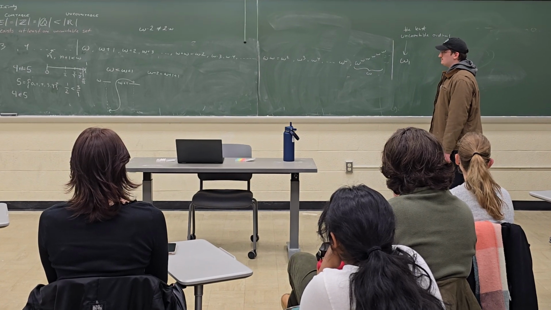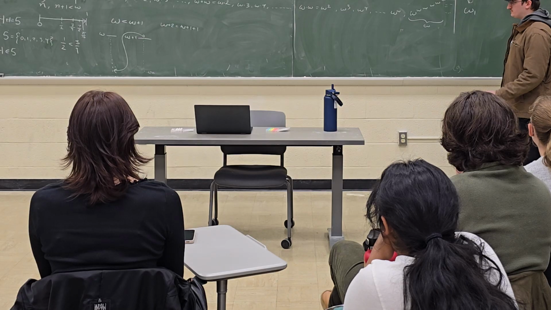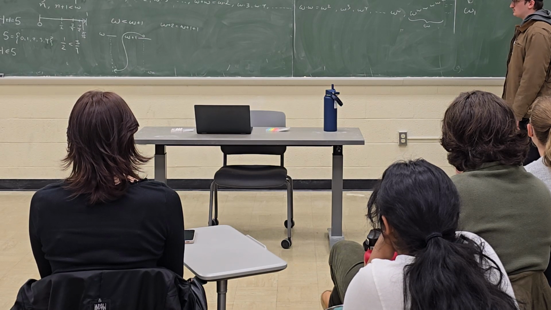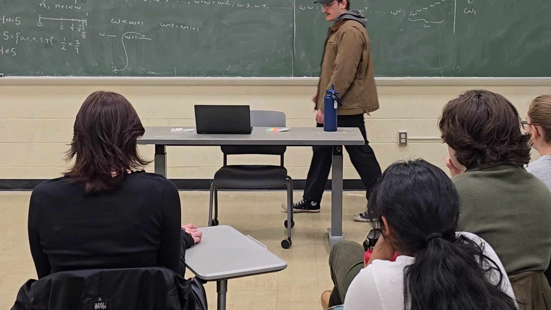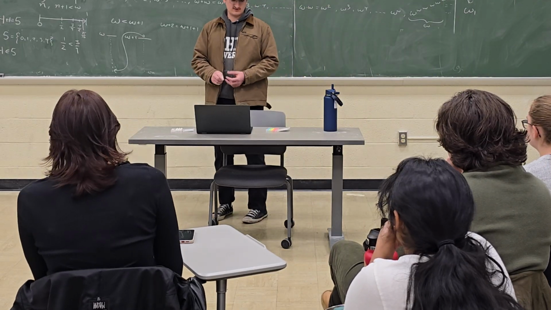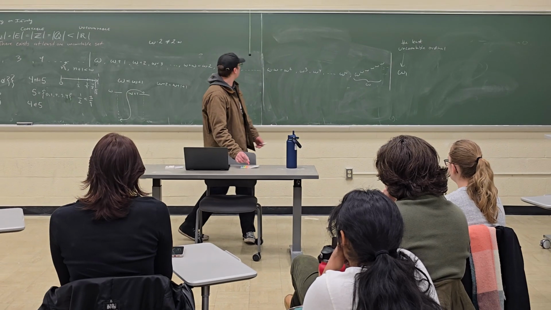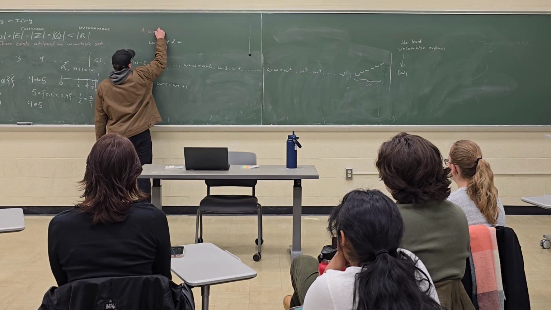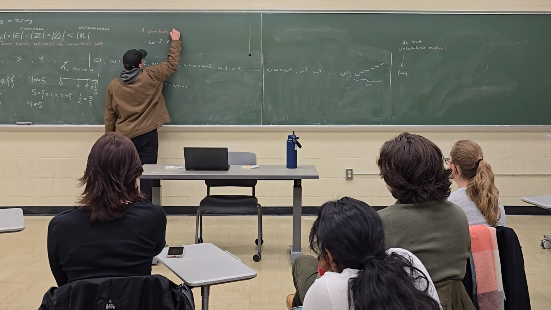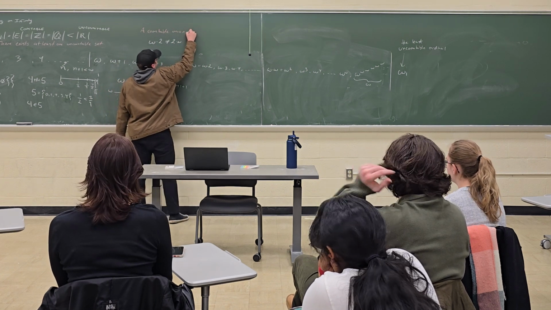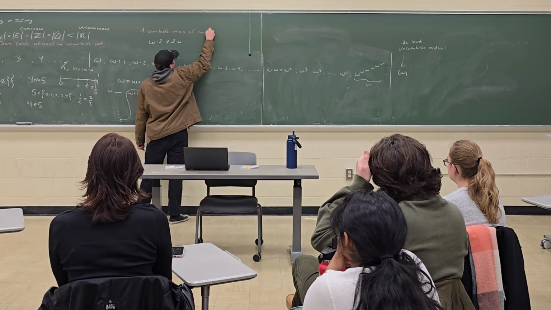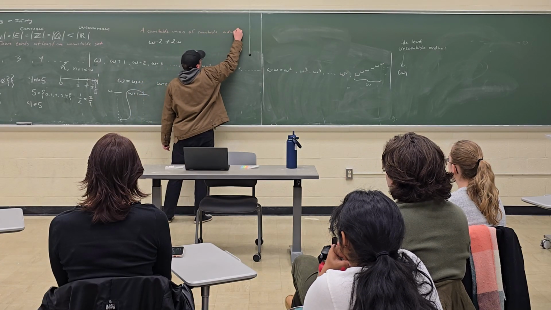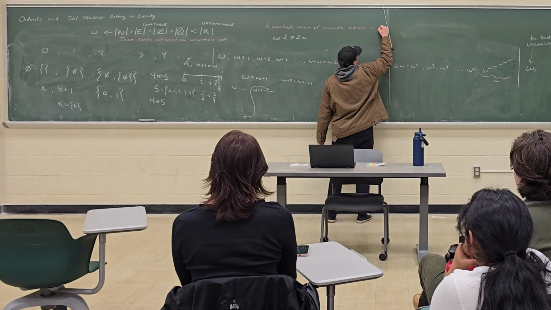One more thing I want to introduce before I take a pause. A pretty interesting property of the ordinal numbers is that a countable union of countable ordinals is countable. And I will write that down in red: a countable union of countable ordinals is countable.